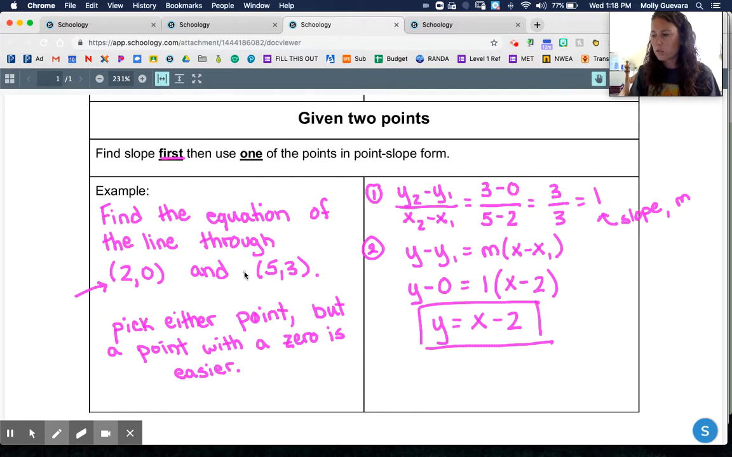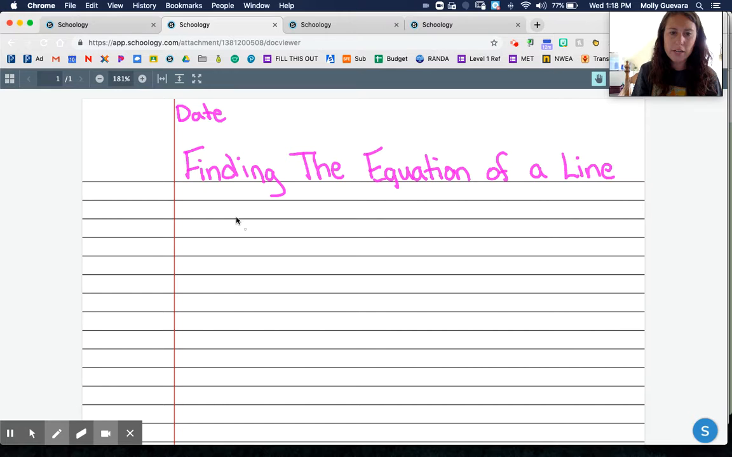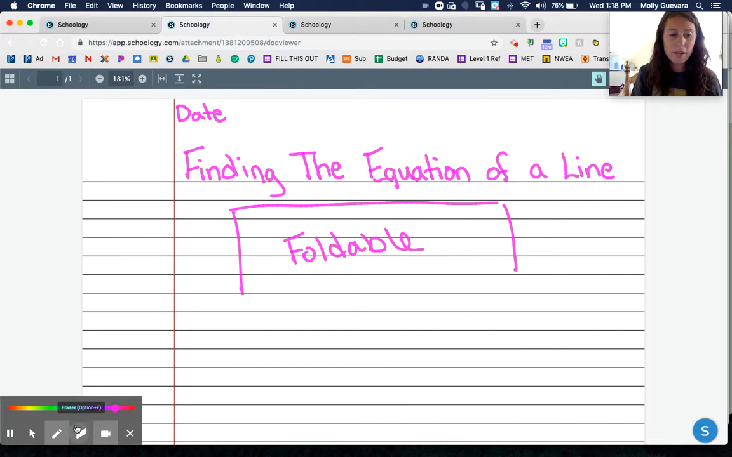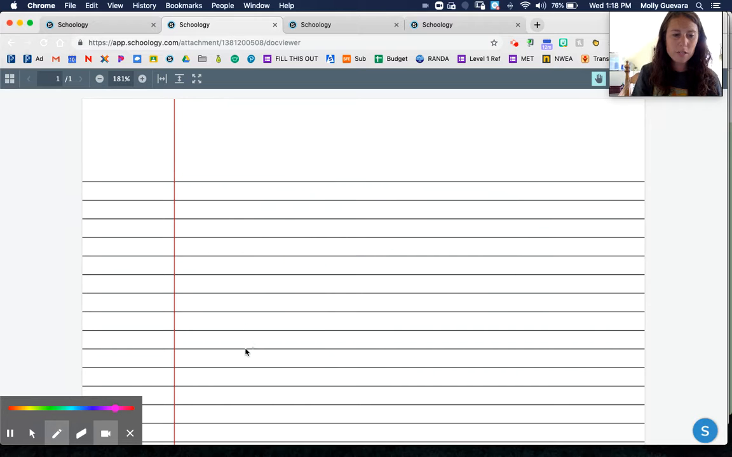Okay, we're going to do one more, actually in our notebook, so not on the foldable. So if we go back to our notebook, here's where the foldable was. Foldable, or the glue in, or whatever you want to call it. So glue that in, and then underneath that, or probably on the next page, we're going to do another example.